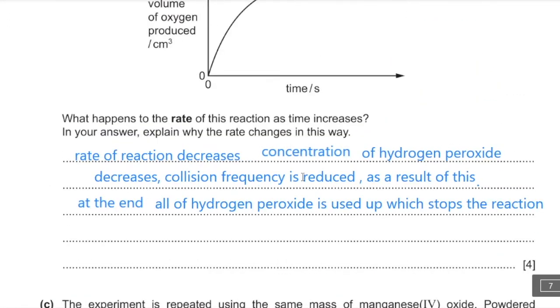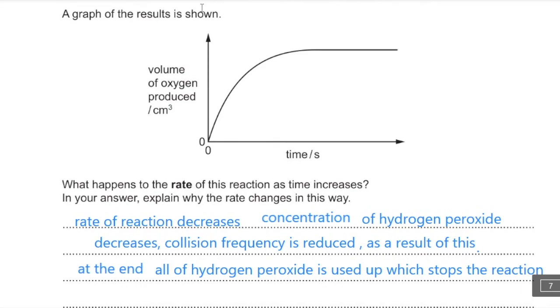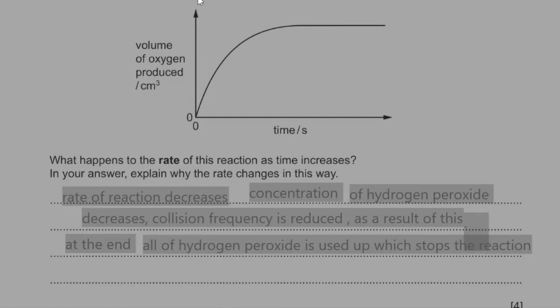Due to this, the gradient of the graph would be of a greater value, which basically just means a steeper curve. But it levels off at the same volume because we have the same amount of hydrogen peroxide. The only difference is that the graph would be steeper, that is, the gradient would be a greater value, but the final volume of oxygen produced would be the same.